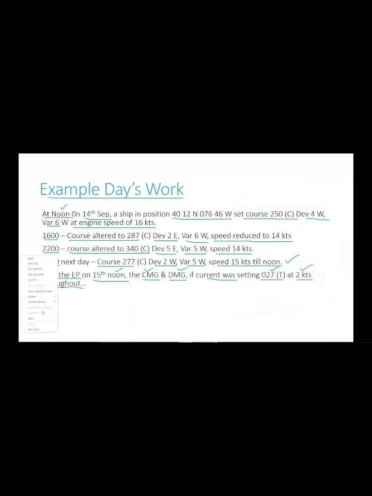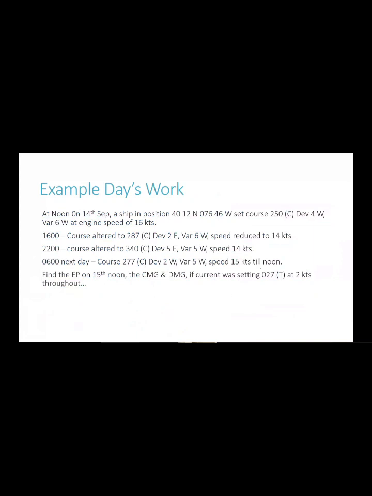अब देखते हैं इस क्वेश्चन में उन्होंने करंट क्या मेंशन किया है. See, if you see here they have mentioned the set of the current is 027. So this becomes our course and the rate of current is 2 knots. ये तो है रेट, हमें चाहिए ड्रिफ्ट. तो अब ये 2 knots कितनी देर के लिए लग रहा है? इन्होंने यहाँ पे लिखा है थ्रू आउट. थ्रू आउट का मतलब है नून से लेकर नेक्स्ट डे नून तक.